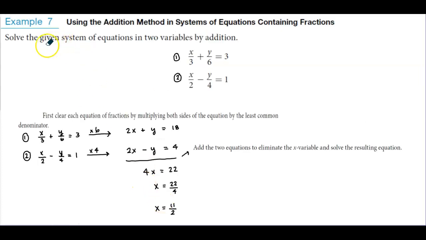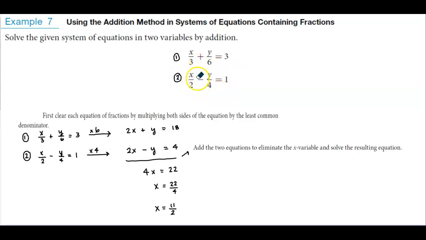In example 7, we're going to use the addition method in systems of equations containing fractions. So we're going to solve the given systems of equations in two variables by addition. The first equation is x over 3 plus y over 6 equals 3. The second equation is x over 2 minus y over 4 equals 1.